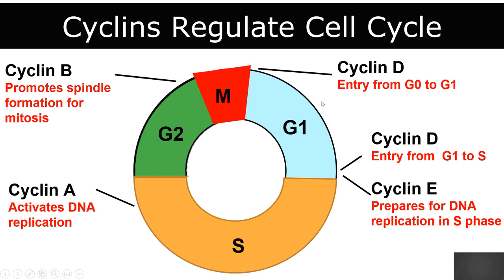Remember, cyclin D is in G1, triggers entry from G0 to G1. Cyclin E prepares for DNA replication in S phase. Cyclin A is going to activate that DNA replication. And cyclin B is what's promoting the spindle formation in mitosis.